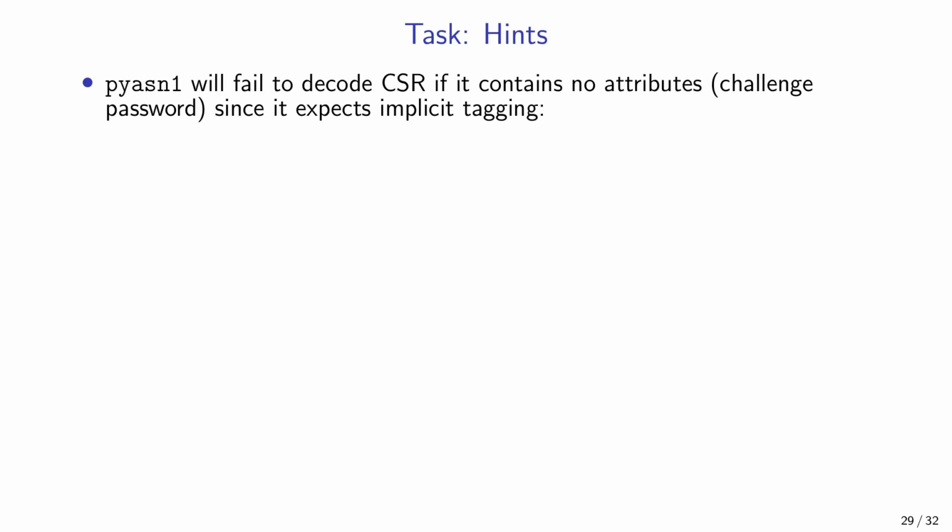Some hints. PyASN1 will fail to decode a CSR if it contains no attributes, such as a challenge password, since it expects implicit tagging. The workaround is to make sure that your CSR contains a challenge password. This will make the implicitly tagged set be decoded as a sequence field.